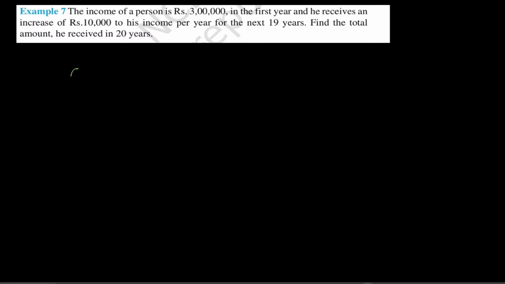So we have our first term here, that is the salary in the first year. Now what does the question say? The question says that he receives an increase of rupees 10,000 to his income per year for the next 19 years. So for the next 19 years, every year he receives an increment of rupees 10,000. Therefore, his income is forming an arithmetic progression, and D is rupees 10,000. Find the total amount he received in 20 years.